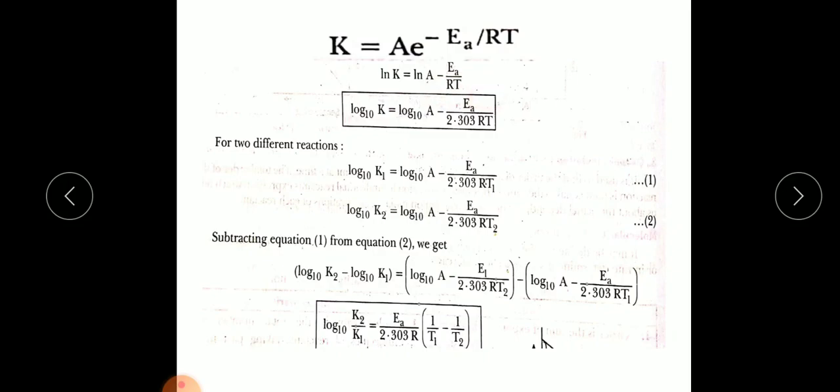Now when you convert this ln to logarithm with respect to base 10, we need to multiply by the factor 2.303. So the denominator becomes 2.303 RT. Now when you take this 2.303 to the other side, the equation changes as log10 k equals log10 A minus Ea by 2.303 RT. Now for two different reactions, the rate constant and temperature will be different. So for k1, this will become T1, the rest remains as it is; let it be equation 1. And for rate constant k2, this T will become T2; let it be equation 2.